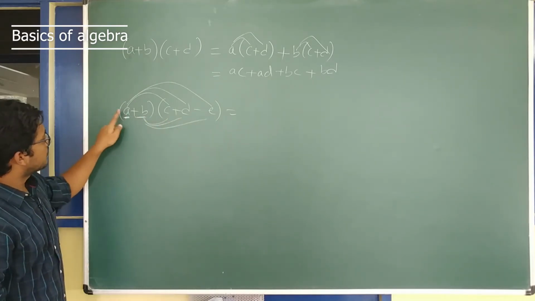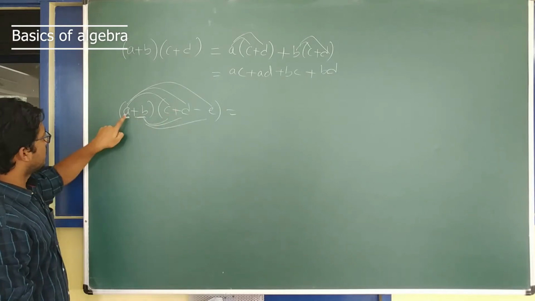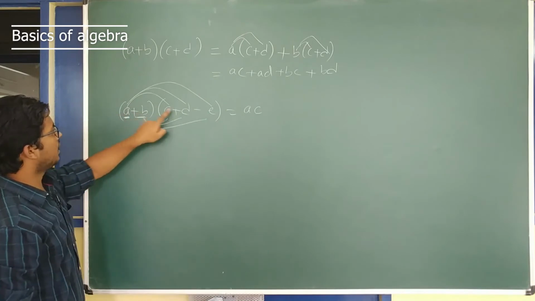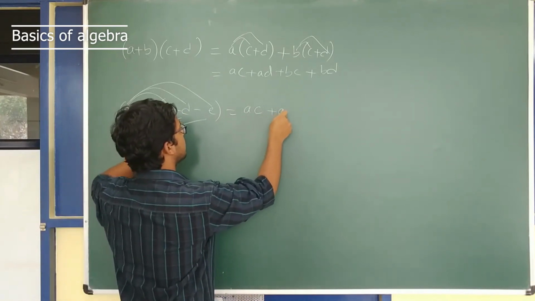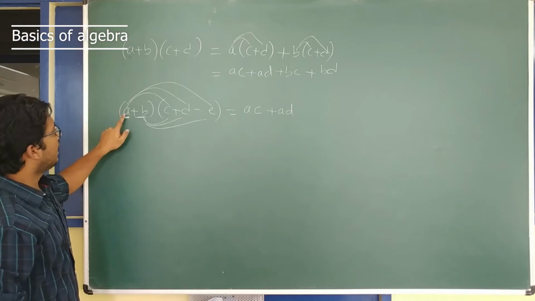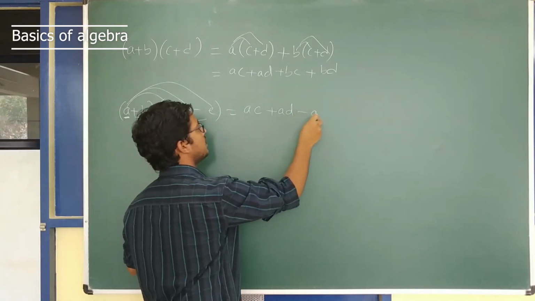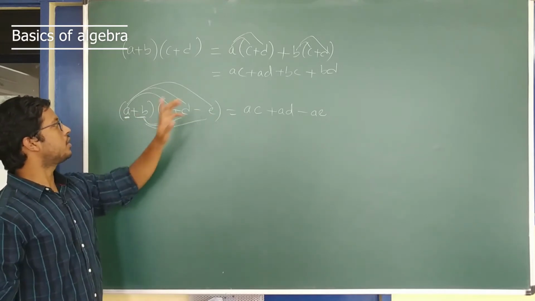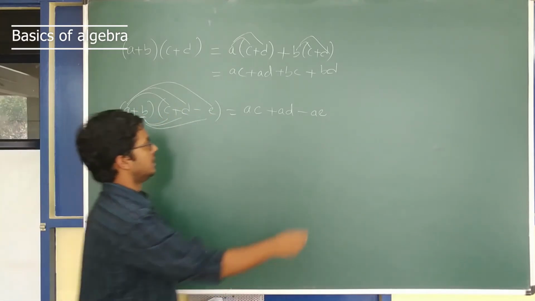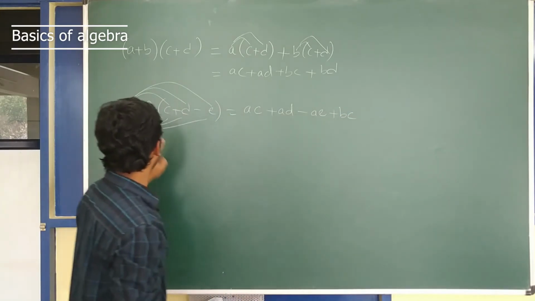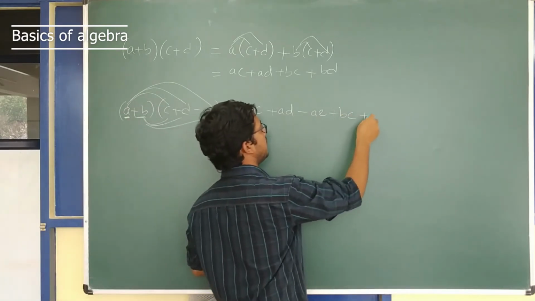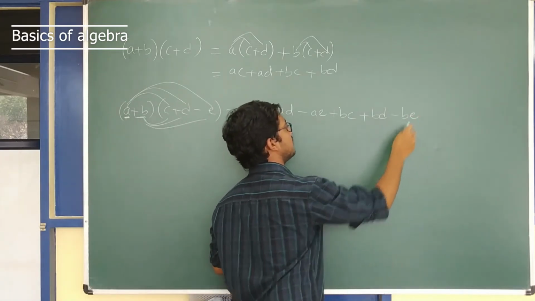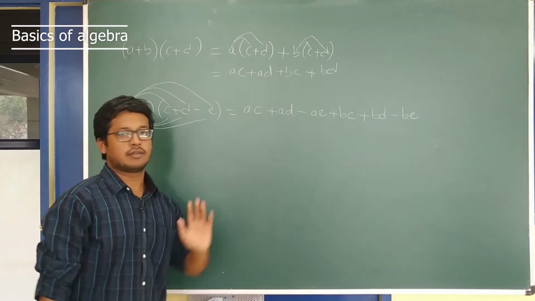So what happens now? First let's start with a and multiply to all the terms here. a into c is ac. a into plus d is plus ad. Please write it along with its sign. a into minus e is minus ae. So this term is over. Now let's take the next term and multiply to all the terms. Plus b into c is plus bc. Plus b into plus d, which will be plus bd. Plus b into minus e, which will be minus be. So this will be the final answer.